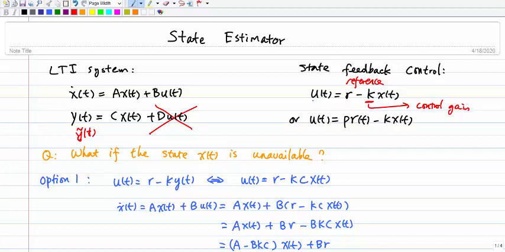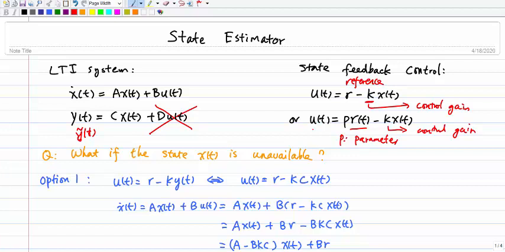So you can see here the control input is based on the reference, which is the goal, and also the actual state we have at different time, xt. Or if I have a general state feedback control, which is given by ut is Prt minus Kxt, here rt is also reference, P is a parameter we can adjust, and again, K is the control gain. So this is a more general state feedback control law. But the general idea is you want to use the state to calculate your control input. So the question is, what if the state xt is not available?